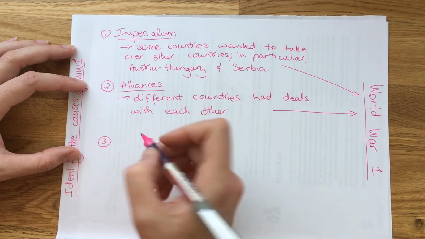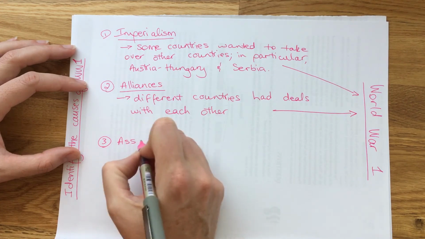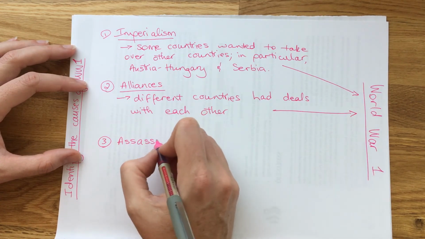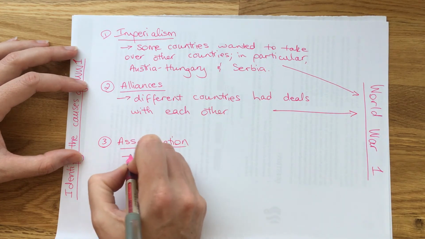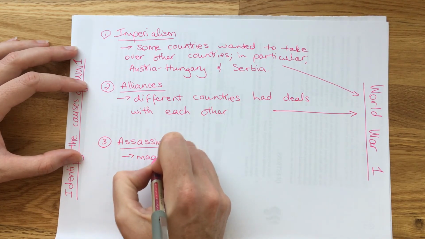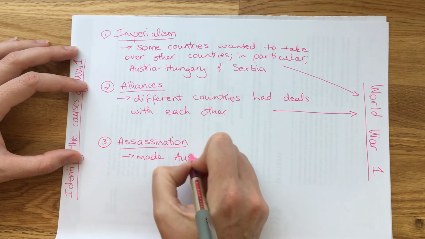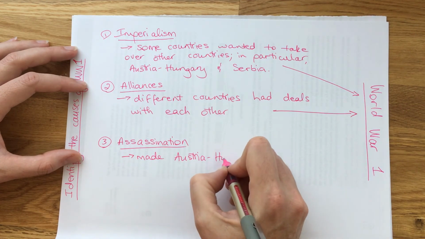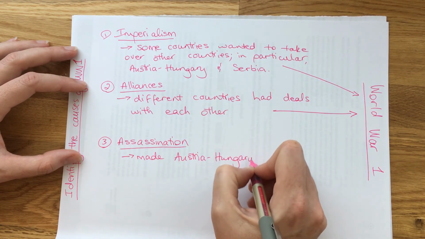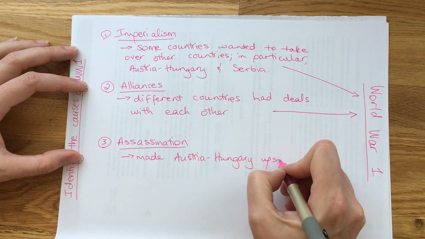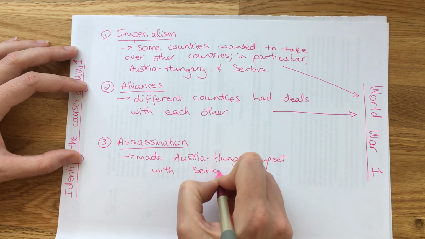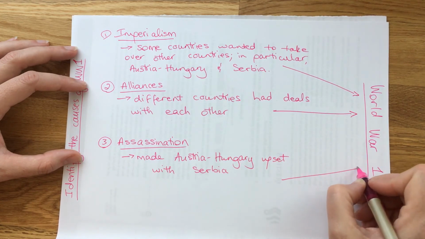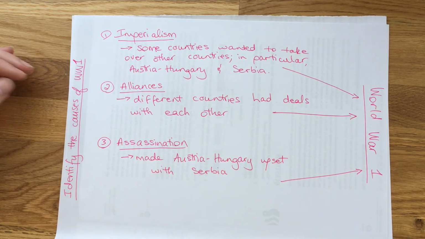And thirdly, the assassination of the Archduke Franz Ferdinand, which made Austria-Hungary upset or angry with Serbia, and this led to World War I.